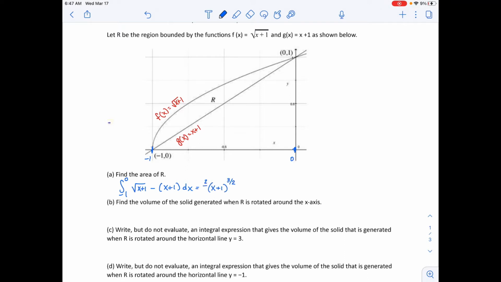And we need to balance that with the 2/3 out front. Minus 1/2 x squared minus x from -1 to 0. Plug in 0, you're going to get 2/3, and then minus 0 minus 0. Minus plug in -1, you're going to get 0 for that first term, and then minus 1/2 plus 1, which will be 2/3 minus 1/2, which is 1/6. So the area of the region R is 1/6.